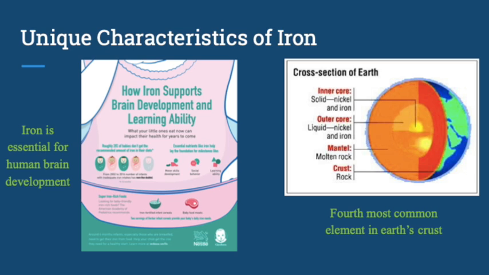Some unique characteristics of iron are that it is essential for human brain development. Another interesting fact is that it is the fourth most common element in Earth's crust.